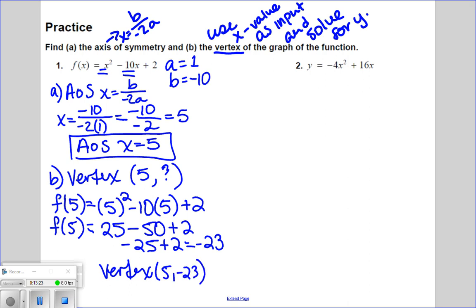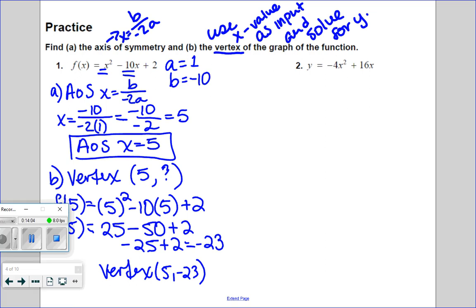Okay. We could also just go crazy and say, hey, I also know that since A was positive, this opens in which direction? If A is positive, this opens upward, which makes negative 23 the minimum of this parabola. Okay? So we'll do a couple of practice ones, but that's really what you're doing. Okay? So we could also even go as far as saying, I know that this parabola has an axis of symmetry at 5, a minimum value of negative 23. The vertex is at 5 comma negative 23. Boom, mic drop, right? Okay, so try number 2.